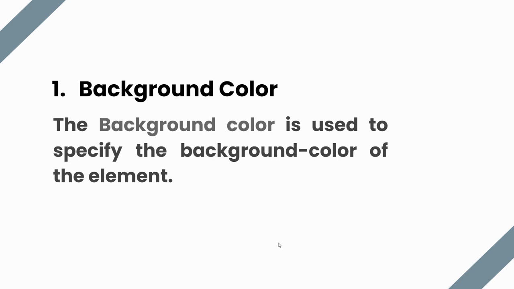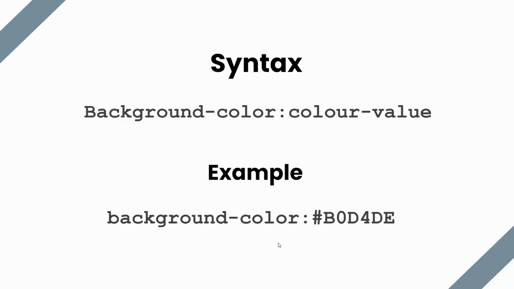So the first property we have is the background color property. The background color is used to specify the background color of the element. This is actually the easiest property to understand. It is similar to the bgcolor property in HTML that we learned in a previous class. So they basically do the same thing here. They are used to specify the background color of the element.